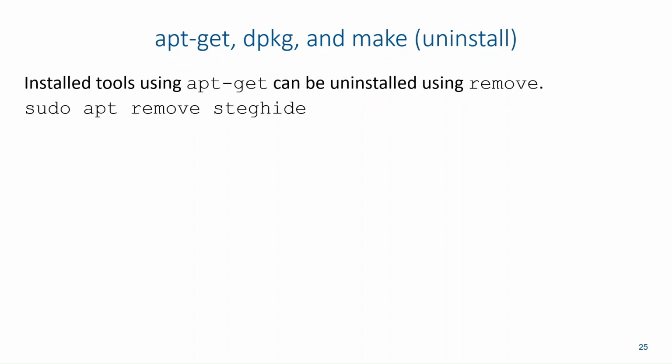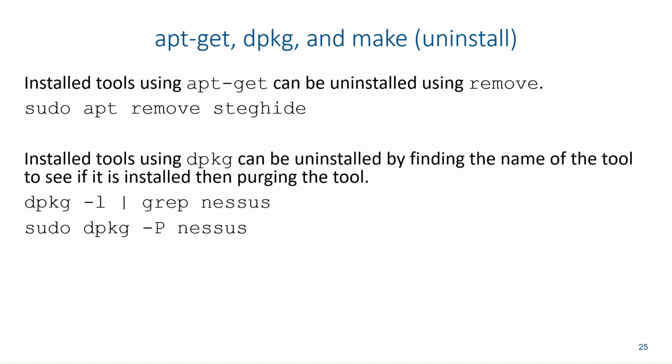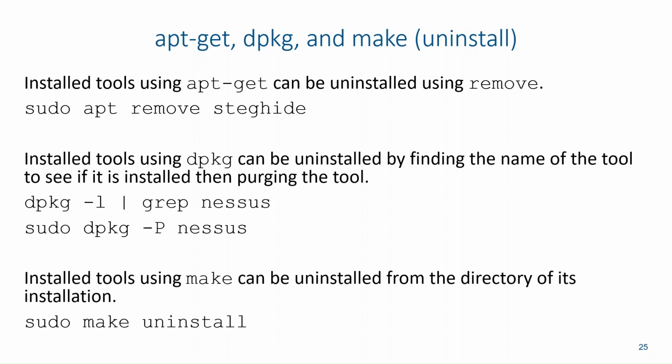To remove these programs, we just do the reverse. If you're uninstalling something that you installed with apt, you just say sudo apt remove and then the application you're going to remove, which is steghide in the previous slide. To remove those that you installed with dpkg, you can say dpkg -l and then pipe that with grep nessus, which means we're going to look for the Nessus installation. Then we'll use sudo dpkg -P nessus to remove the Nessus tool. If you want to undo something that you did with make, you just say sudo make uninstall.